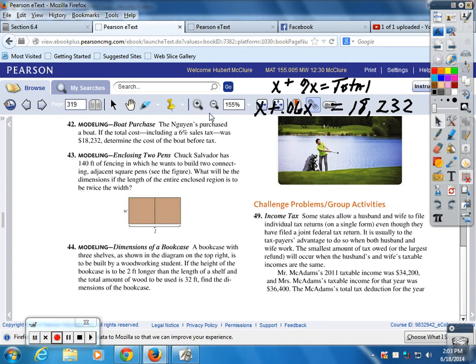So perimeter is not equal to 2L plus 2W here. Perimeter is equal to 2L plus 2W plus what? Another W, because you got 3 W's.